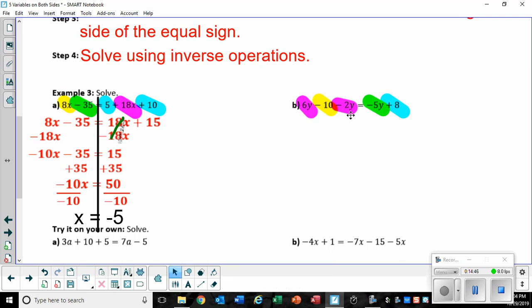So 6 minus 2 will give me 4y, and then I bring down the -10 and everything else I didn't combine. Now I'm going to move this variable to the left side. So instead of -5y, I'm going to add 5y. So now I get 9y minus 10 equals 8. Now it's just two-step, I solve. Add 10 to both sides. They cancel out, so I'm left with 9y equals 18. Divide both sides by 9.